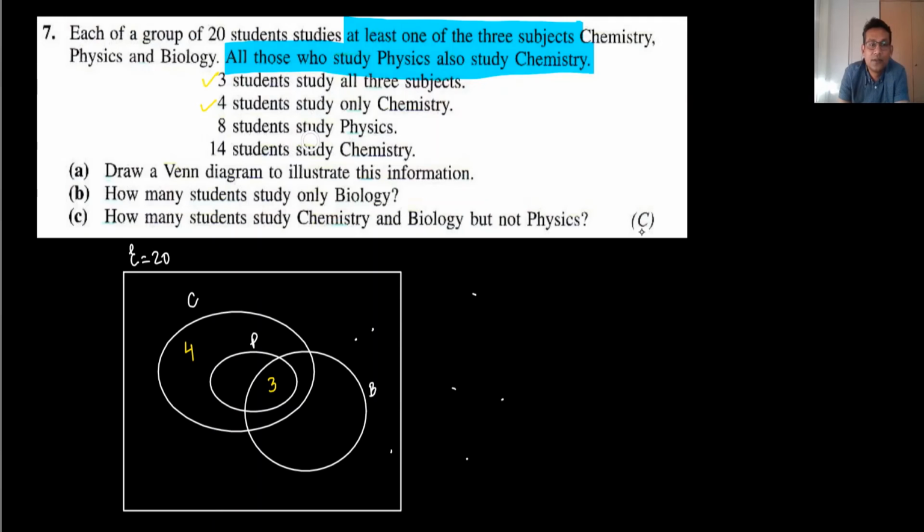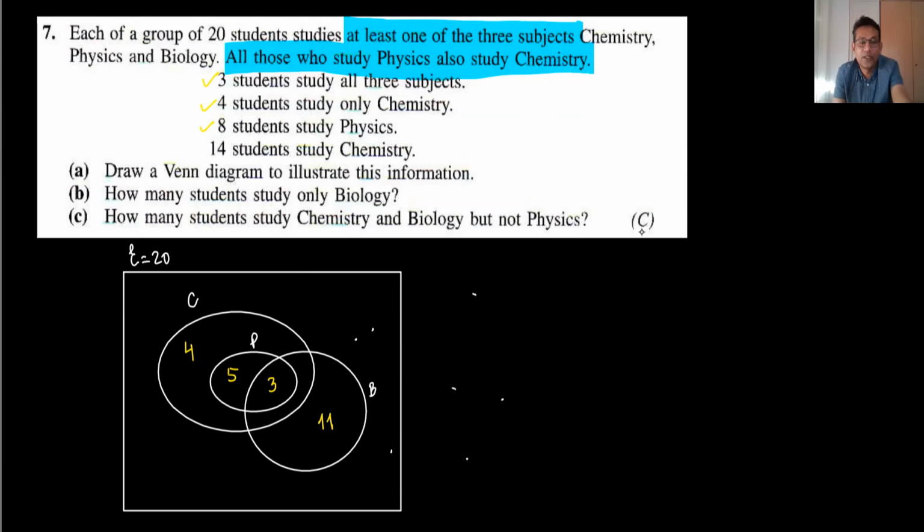Eight students study physics. So physics means the total is eight. This is three, so this will be five because the total is eight. We have done it. 14 students study chemistry. So 14 who study chemistry means 3 is already there, so I will write 11 here. So draw the Venn diagram. All the information is there. I think we have done it.